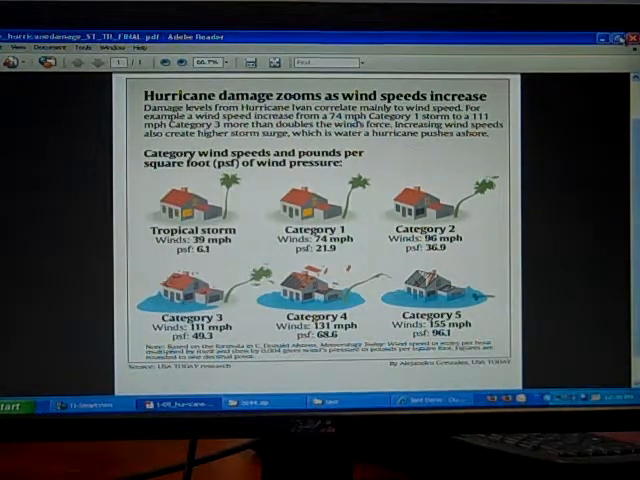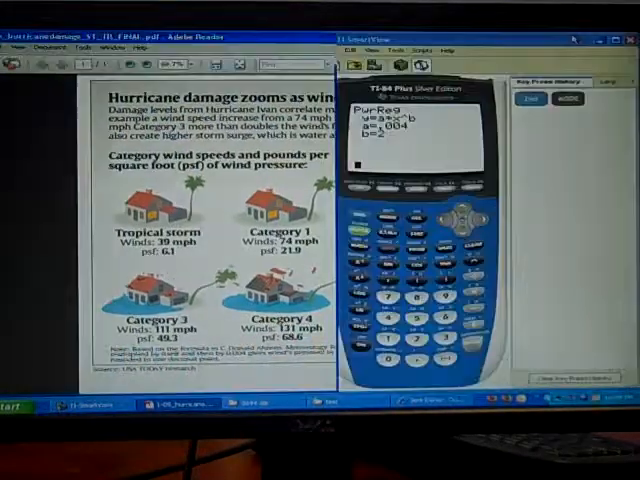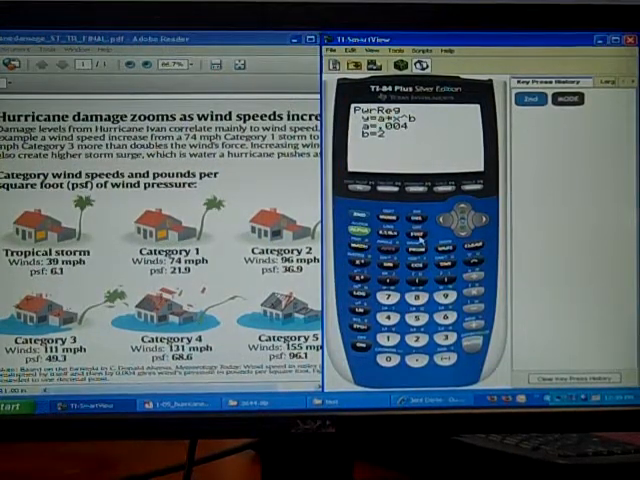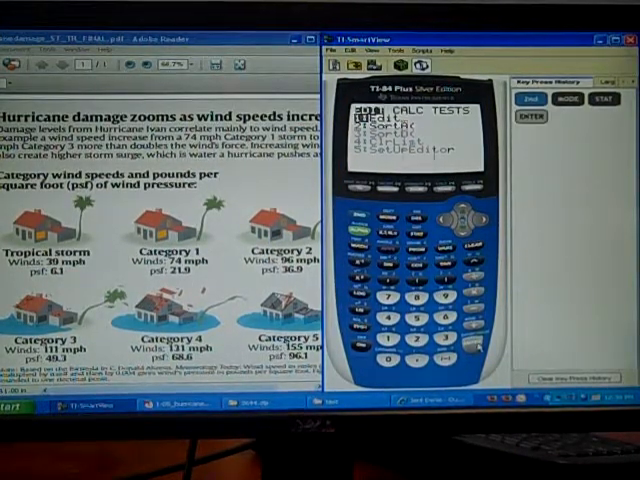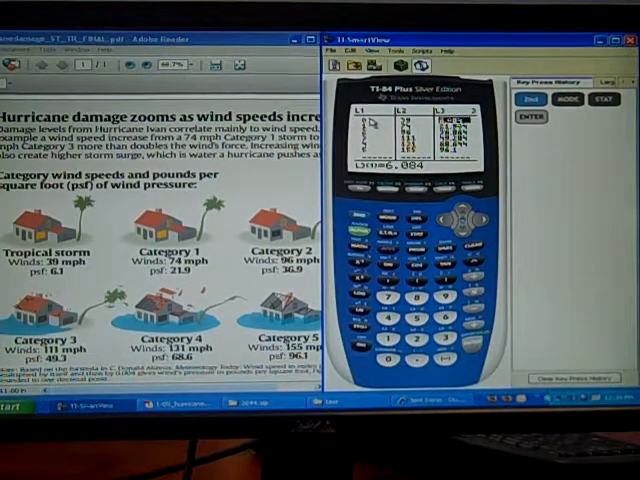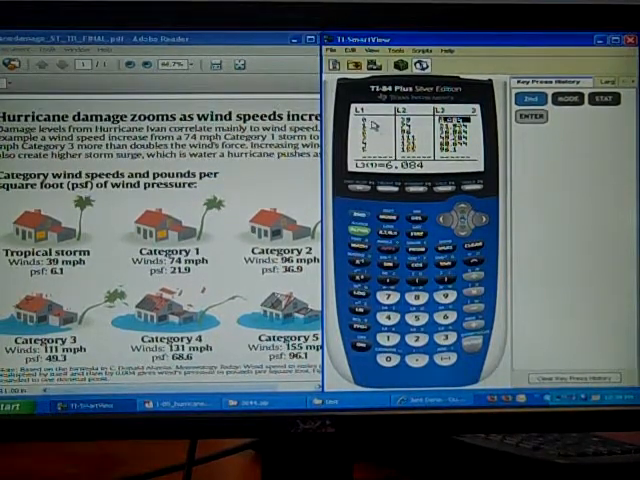So what we're going to do is we're going to go back and work with a graphing calculator like we have before, and we're going to take this data set here and put it into our stats, into our stat plots. So the first thing we do is we go in and edit, and we're going to put in tropical storms as 0 in our first list and the categories here. Then list 2 is going to be the wind speeds, and list 3 is going to be our PSF, or our pounds per square foot of wind pressure.